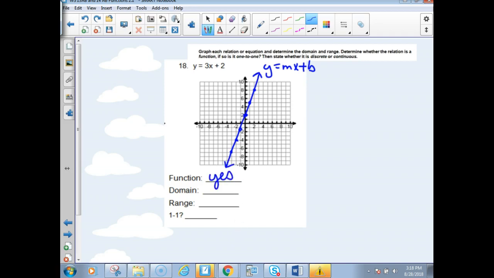Yes, it's a function. What can you multiply by 3 and add 2? Any number you want. Okay, so domain, it's going to get wider and wider, so it's -infinity to infinity. And the range, the arrows are pointing up and down. They're going forever in both directions, so that'd be -infinity to infinity too. And it is 1-to-1. Okay, so let's go try a few more together on 14a.